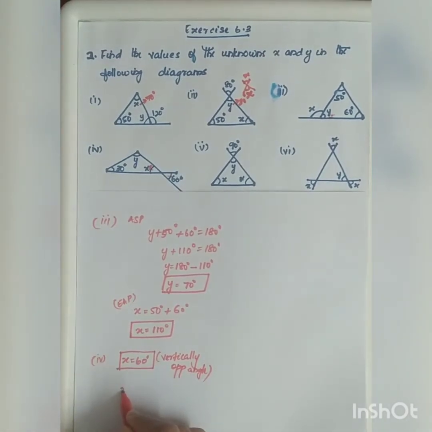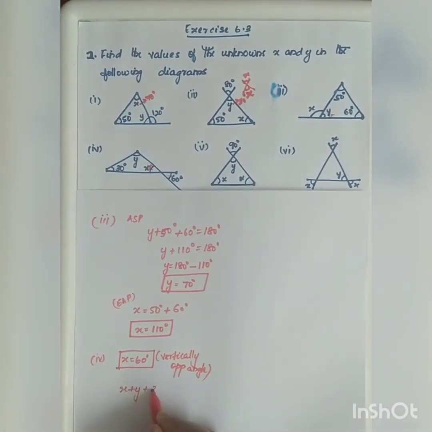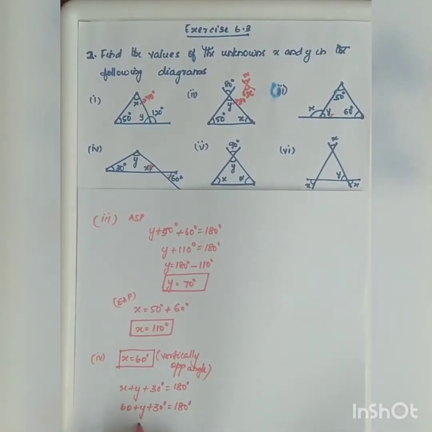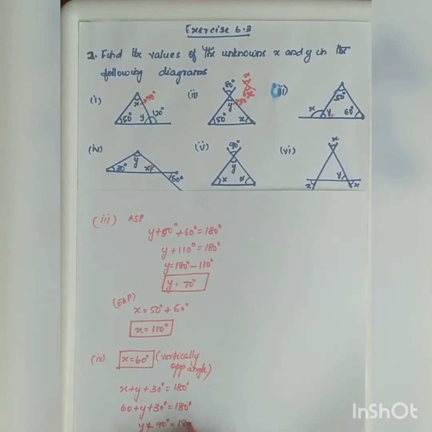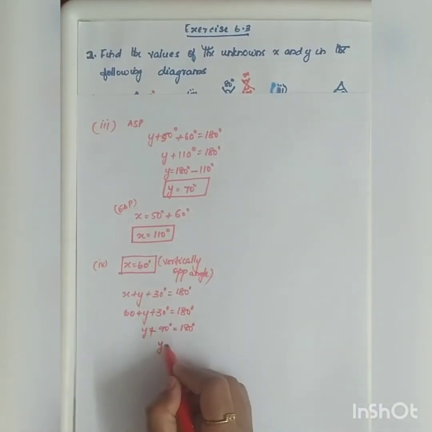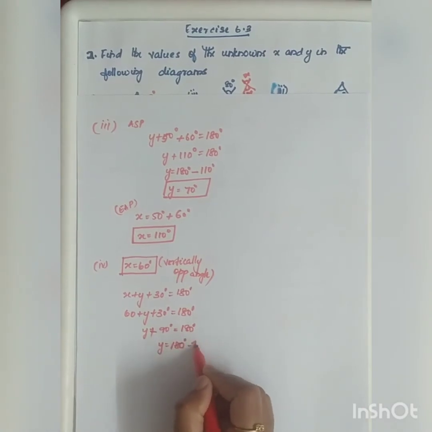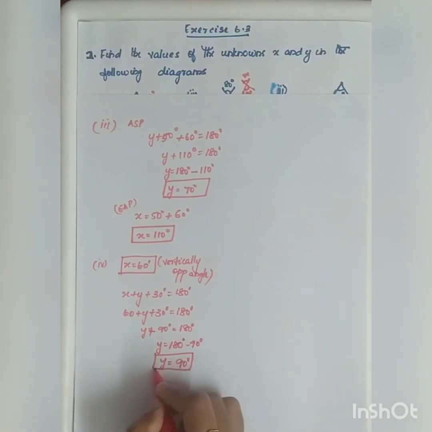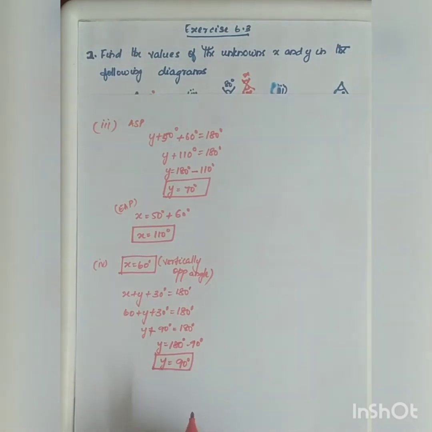Now can we apply the angle sum property? So x plus y plus 30 degree is equal to 180 degree. So what will we get? 60 degree plus y plus 30 degree is equal to 180 degree. Sorry, y plus 90 degree is equal to 180 degree. Therefore, y is equal to 180 degree minus 90 degree. Therefore, y is equal to 90 degree. Now we have got the answer. x is equal to 60 degree and y is equal to 90 degree.